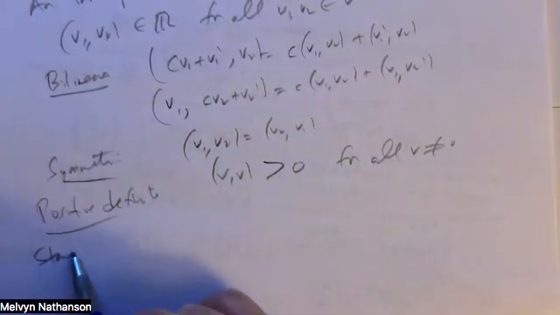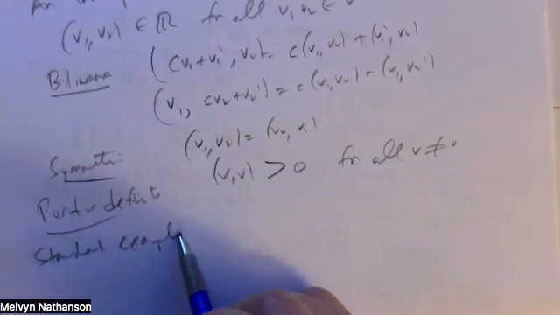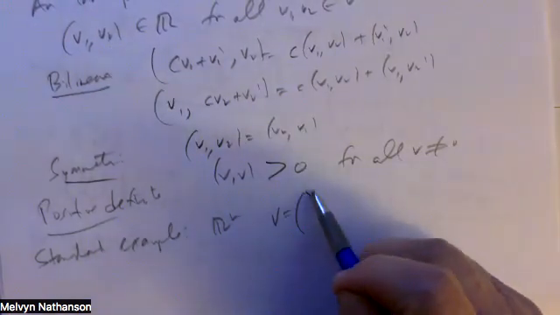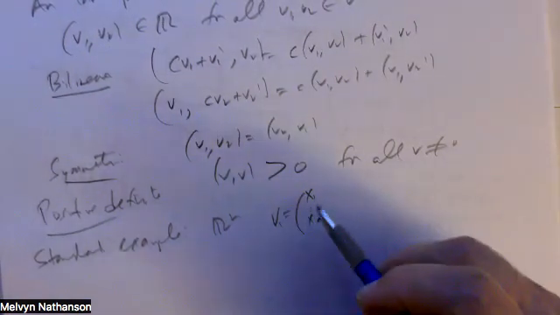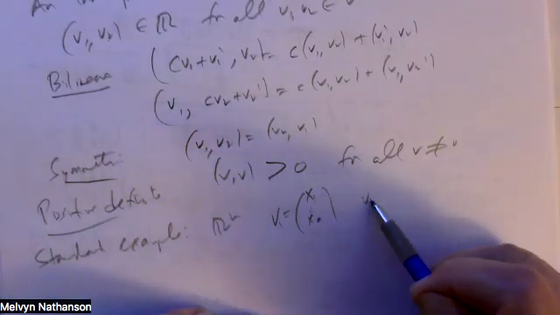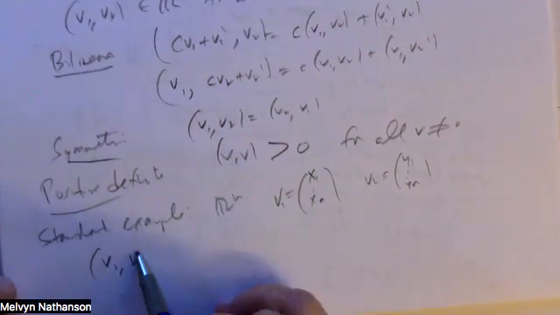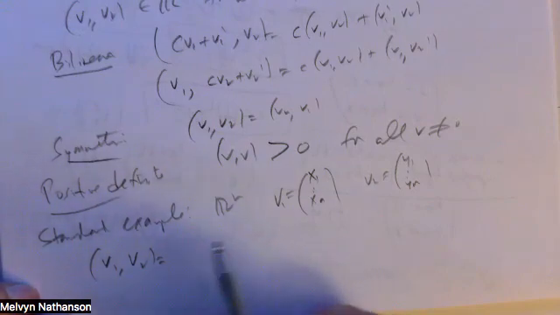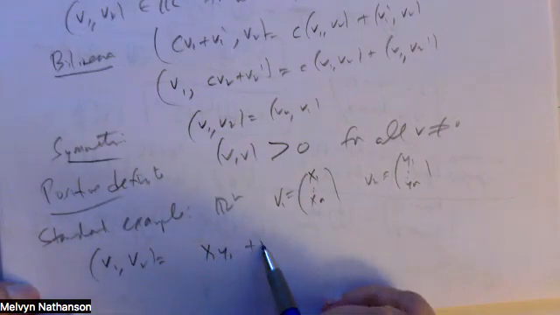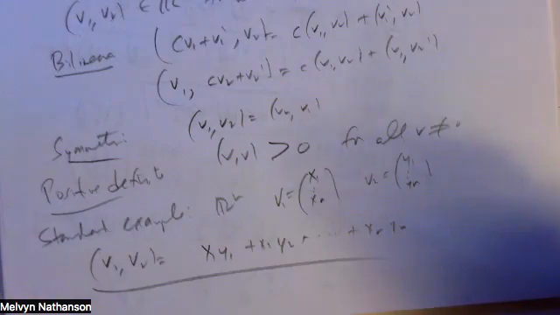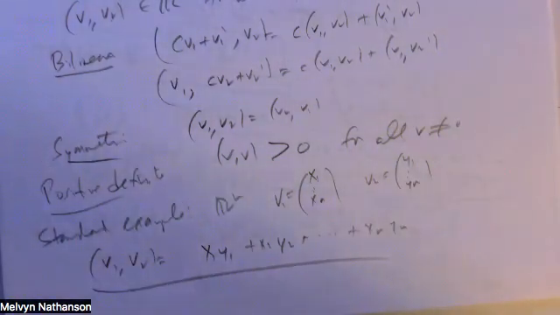And the standard example in Rn, if you have V1 the vector (x1 up to xn), and V2 the vector (y1 to yn), you define the inner product of V1 and V2 to be the sum of the products of the coordinates, x1 y1, x2 y2, plus dot, dot, dot, plus xn yn. So that's the usual inner product. And if you took Calc 3 or vector calculus, this was called the dot product or the scalar product, and you use it all the time.